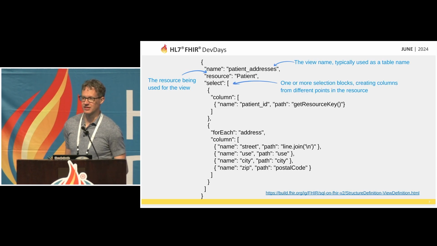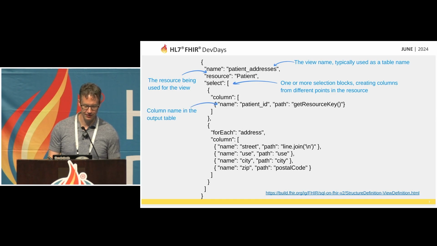Then, after we decide what resource we're starting with to create the view, we'll have one or more select stanzas. And each one of these stanzas basically pulls one or more columns from some part within the FHIR resource. So in this case, we actually have two stanzas. One is where we pull an identifier, and the second is where we pull from the address field in the patient. We have the column names themselves, pretty self-explanatory.